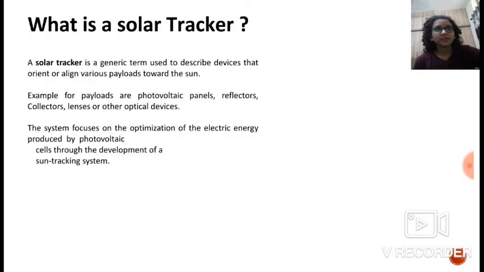So let us know what a solar tracker is. A solar tracker is a generic term used to describe devices that orient or align various payloads towards the sun. Examples of payloads are photovoltaic panels, reflectors, collectors, lenses or other optical devices. The system focuses on the optimization of electric energy produced by photovoltaic cells through development of a sun tracking system.